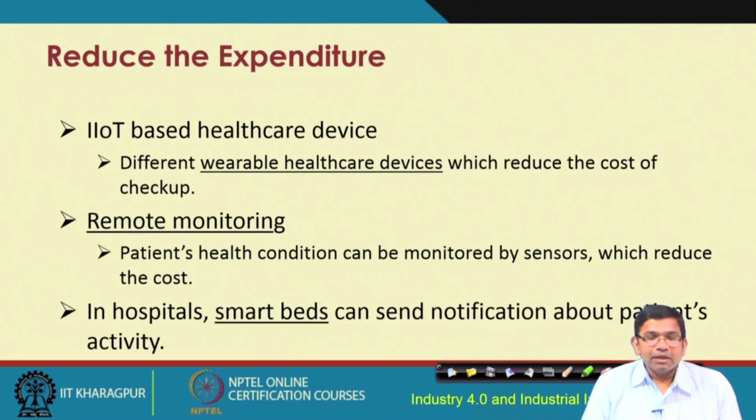So, reduction in the expenditure is required. IIoT based solutions for healthcare can help in reducing the expenditure. Different wearable healthcare devices can help in reducing the cost of health checkup. Remote continuous monitoring of patients using different sensors, smart sensors, connected sensors would be made possible. In hospitals and other healthcare units, smart beds can be deployed, which can send notification about the patient's activity.